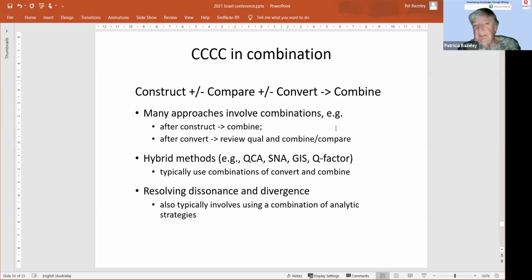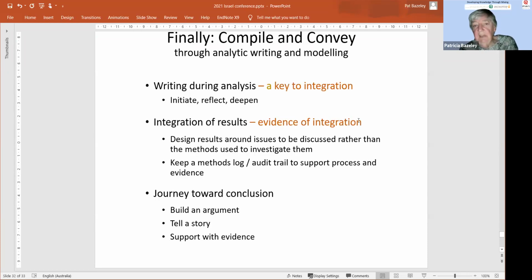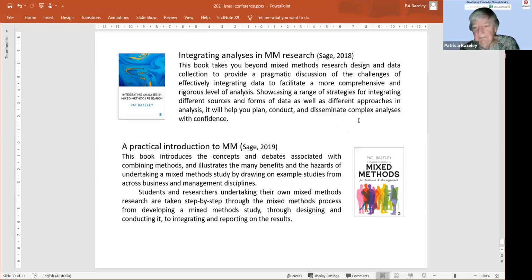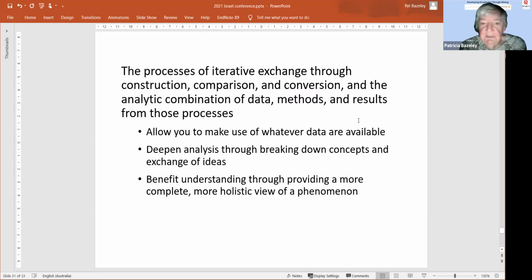Yeah, perfect. Just to say that these methods can be used in combination, and they allow you to make use of whatever data are available. You can deepen analysis, benefit understanding, and emphasizing finally that when you write the thing up, you need to integrate the results by organizing around the topic. And essentially, that was it. And I'll maybe go back to that slide, and questions welcome.